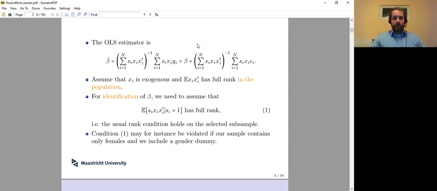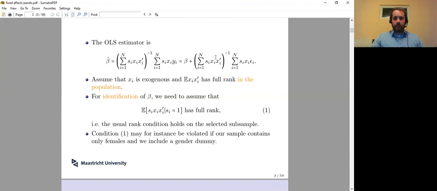Now, let's also assume that if we had a random sample from the total population, everything would be fine. Namely, we assume that x_i is exogenous and also that the full rank condition holds in the population. Now, if we want to identify beta from the subsample, then the first thing that we need is that the full rank condition has to hold in the subsample. So when we only look at the observations where the indicator is 1. Well, that's pretty clear because as n goes to infinity, this object here converges to this.